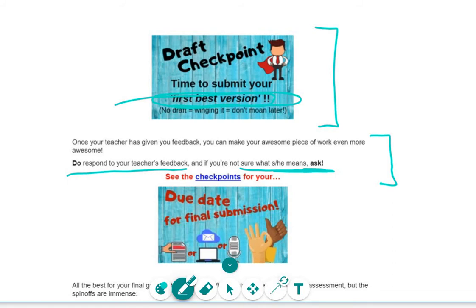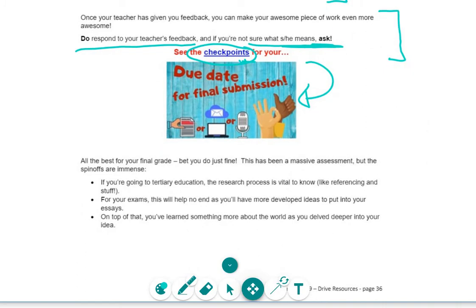Remember your checkpoints for your due date, or see your checkpoints list. There's your hyperlink there, and check out your due date, because if you hand it in late, you can't pass as well. So you've got to hand things in on time. As I say, all the best here for your final grade. You will do just fine.